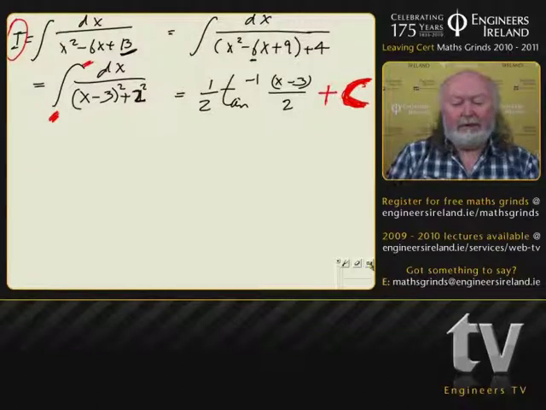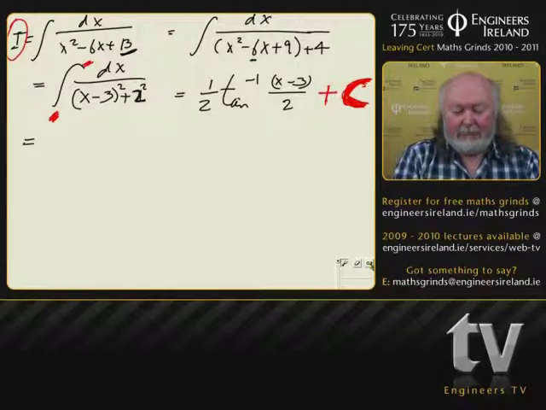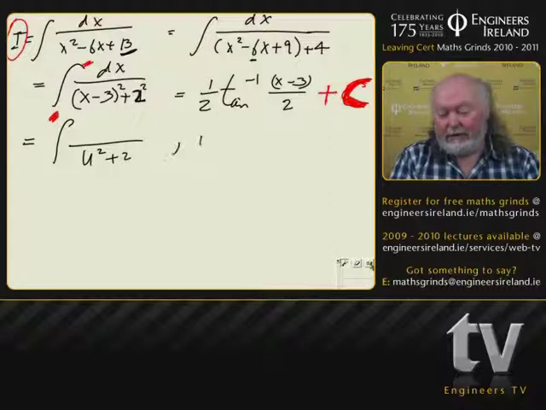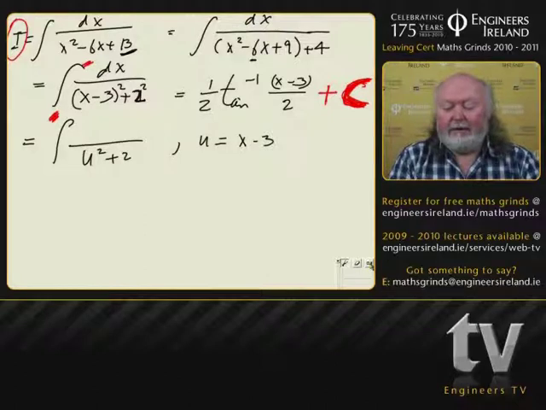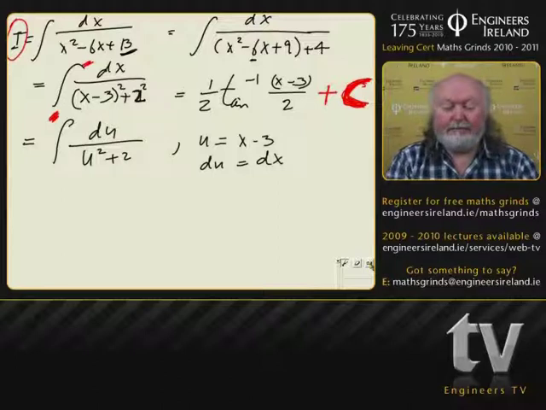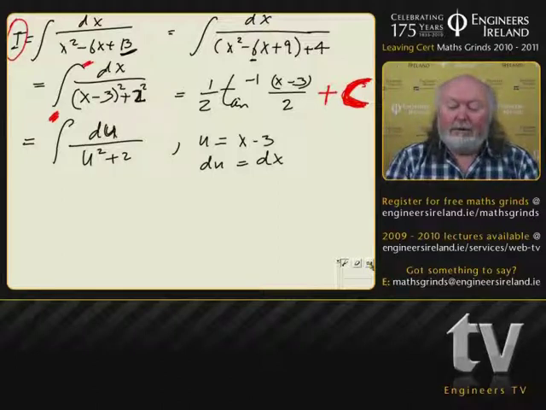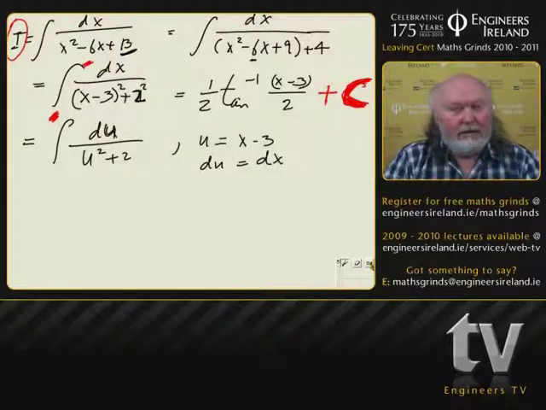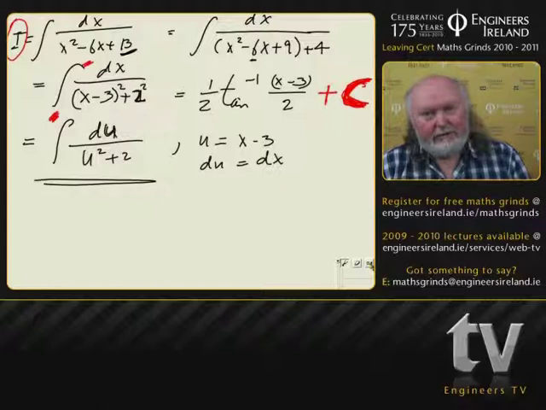If we were to do this by using a substitution, and call that u squared plus 2, in other words, u equals x minus 3, so du equals dx, so we'd say du. We would immediately be finding an answer to this particular one, but haven't got the answer. We have to turn back into x's because we weren't asked for u's.